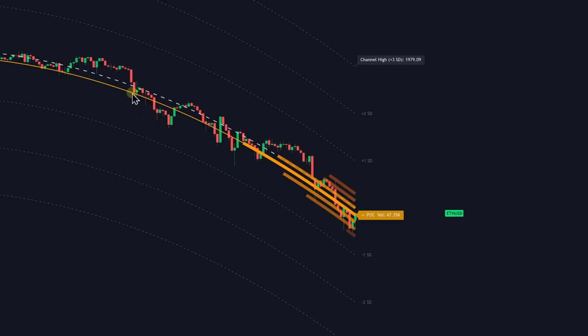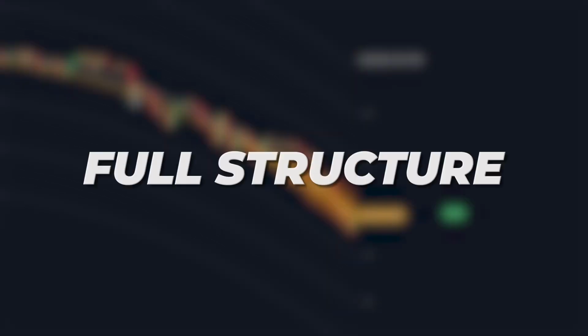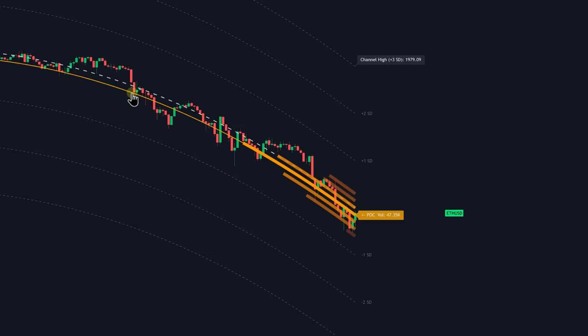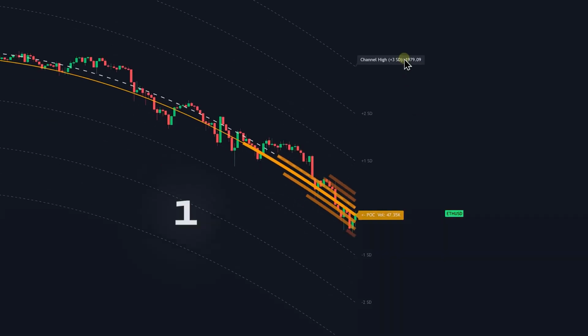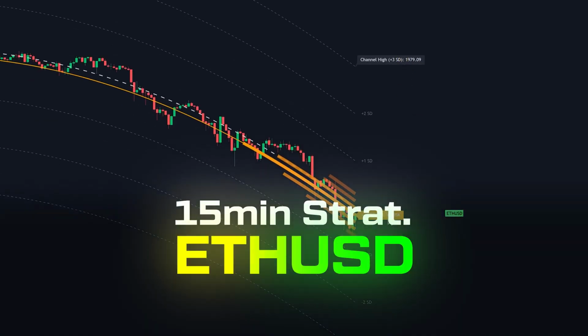So instead of just drawing a random trend line and guessing where price might react, this indicator gives us a full structure: the regression path, the standard deviation bands, the curved volume profile, the POC level, and a dashboard that tells us the current direction of the model. In this video, we're going to go over what this indicator is, the best settings to use, and a simple 15-minute strategy for ETH USD.